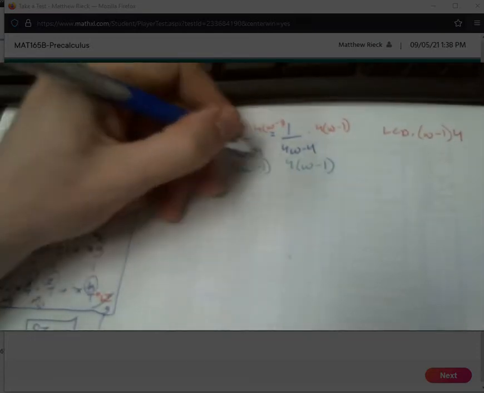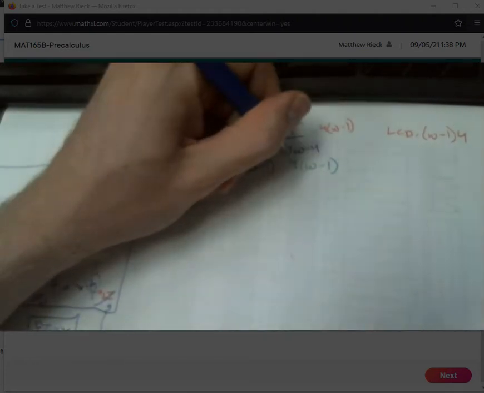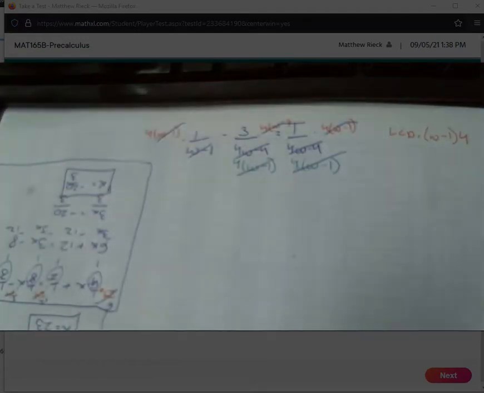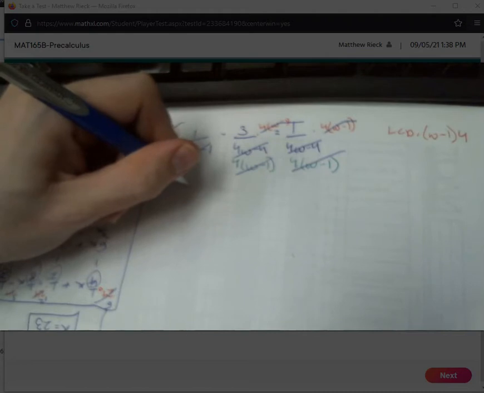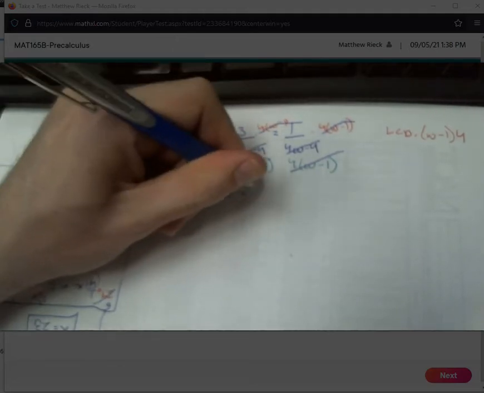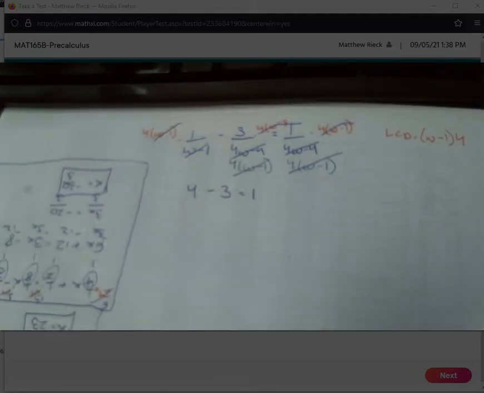So the w minus 1s will cancel. Here, the whole thing will cancel. And similarly, here, the whole thing will cancel. All right. So what we're left with is 4, because 4 times 1 is 4, minus 3 equals 1, which regardless of what value I have for w, is going to be a true statement. 4 minus 3 is always going to equal 1. What I choose for w doesn't matter.